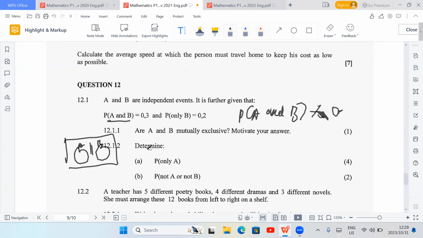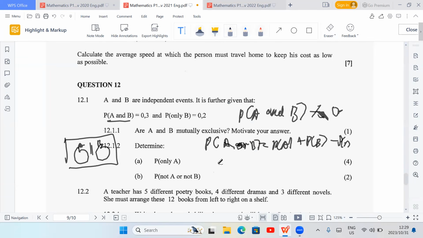Then here they say determine the probability of P only A. So you'd have to calculate that one, obviously using the formula. So if you were to use the formula, P(A or B) is equal to P(A) plus P(B) minus P(A and B), right? So if you can use this formula here, you can. They gave you P of B only, so you can try to get P of B, and then whatever you're going to do here.